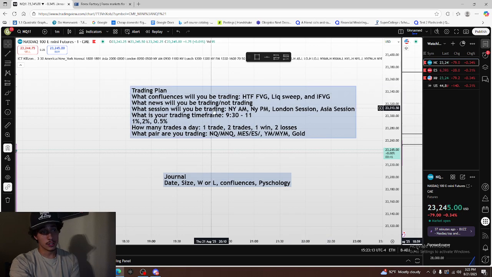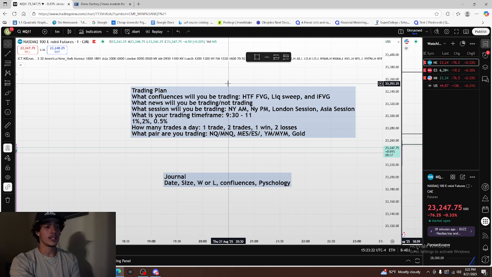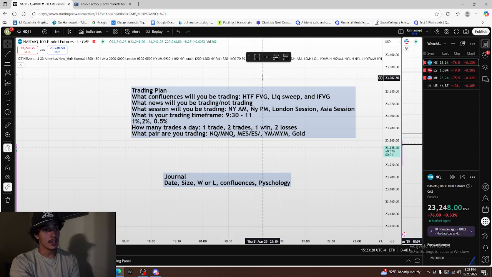All right. First, what confluences are you going to be trading? Obviously, how are you going to have a trading plan if you don't have your entry model? What do you need to get into your trade? What are your confluences? Is it going to be higher time frame fair value gap with a liquidity sweep and an inverse fair value gap?